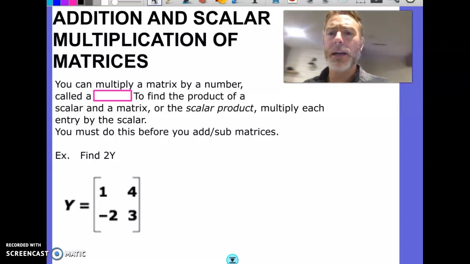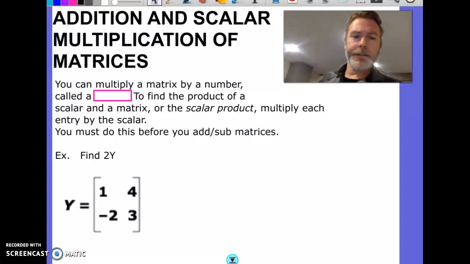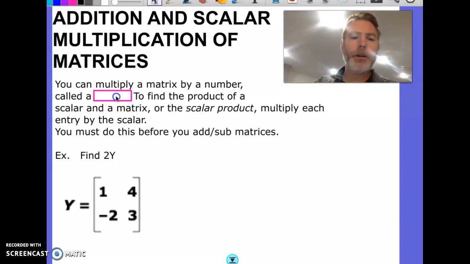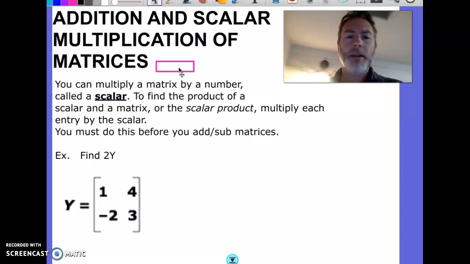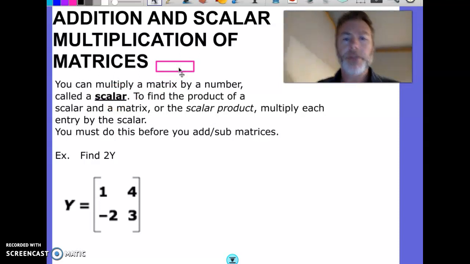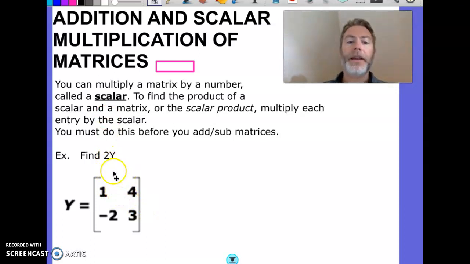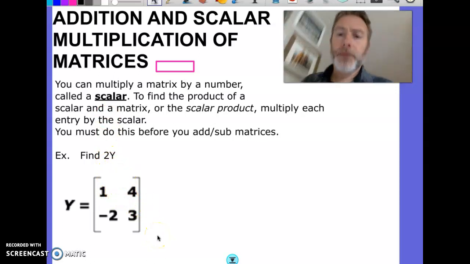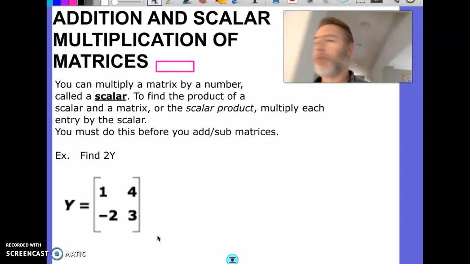First thing. Want to make sure that you know that if we are going to multiply a matrix by a number, it is called a scalar. Okay, and to find the product of a scalar and a matrix, or scalar product, what you got to do is you multiply the matrix by that number. And when we say multiply the matrix, you're going to multiply everything in the matrix here.